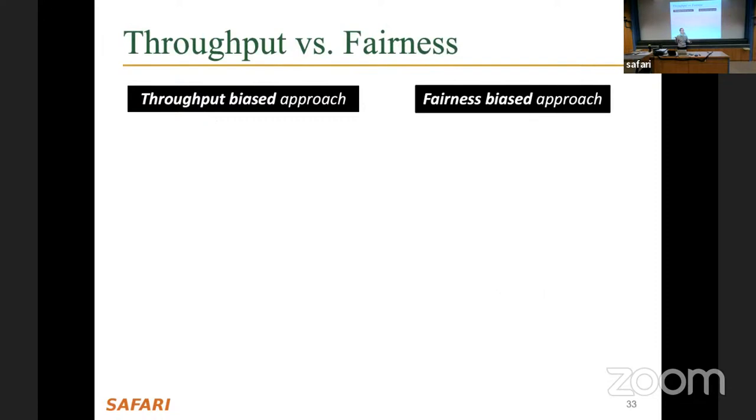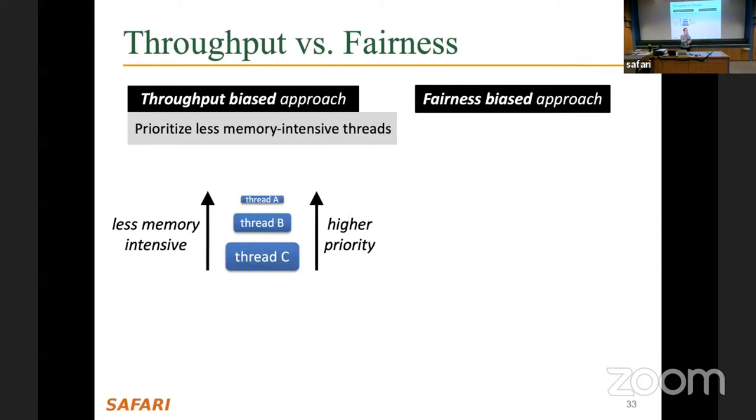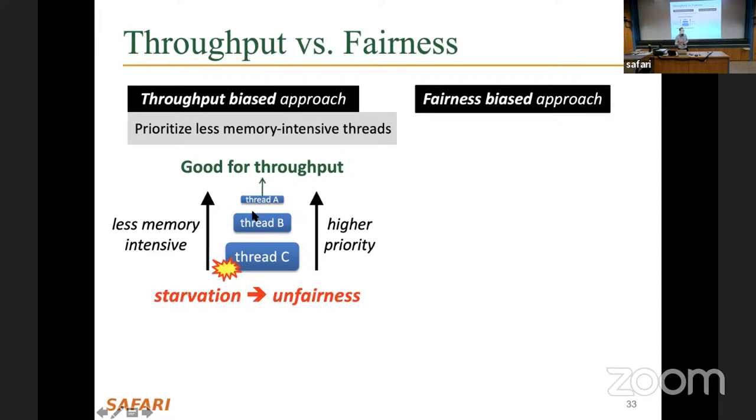If you really want to maximize throughput, you want to prioritize the less memory intensive threads, as we have discussed, right? And you rank the threads. Prioritizing light threads that do not have a lot of requests to memory is good for throughput. But this is also bad for fairness, because these threads that are in the back or in the middle starve. They get unfairly treated.